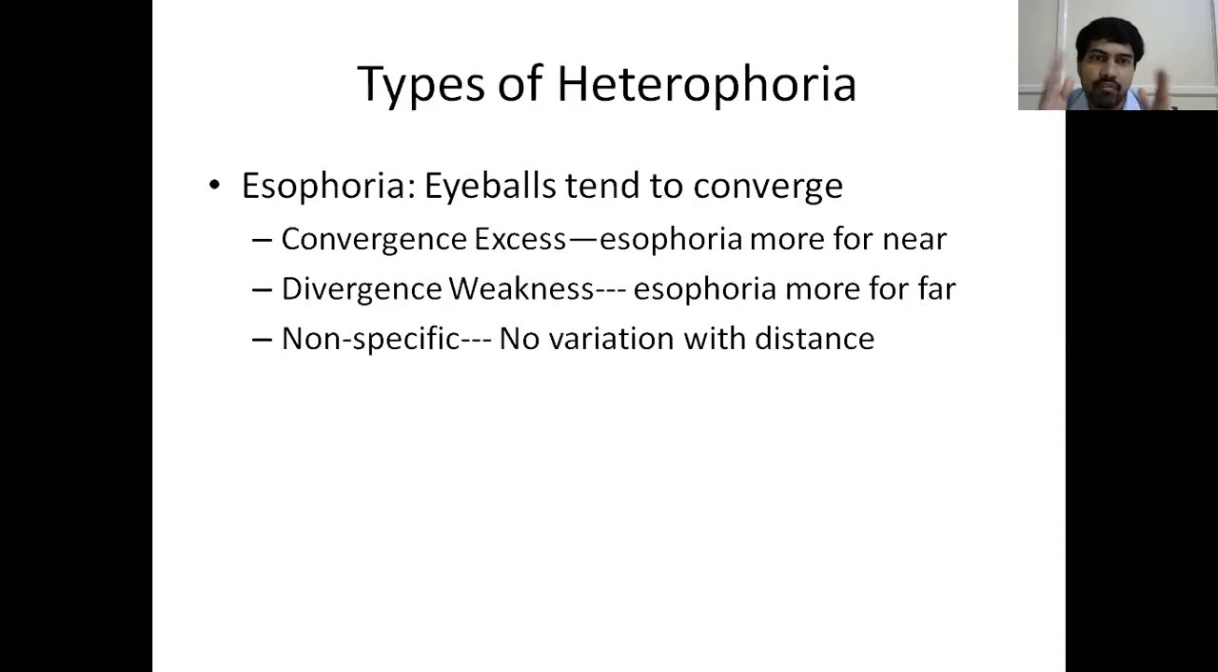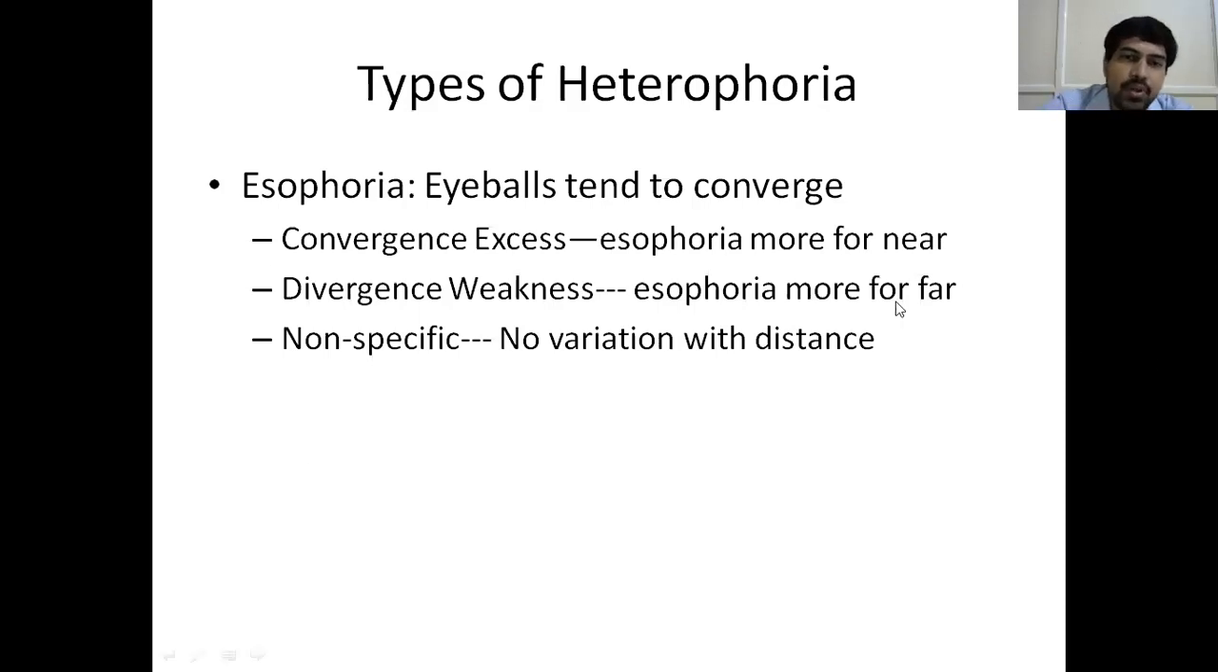So when you are looking at a far object, the lateral rectus should work more, because when you are converging, both eyes are like this. When you want to look at a far object, both eyeballs should diverge. So divergence is an action of the lateral rectus muscle. If that lateral rectus muscle is weak, then you get esophoria more for far. When you're looking at a distance, the lateral rectus is unable to pull both the eyeballs separately outside. That's why the eyeballs tend to converge inside.